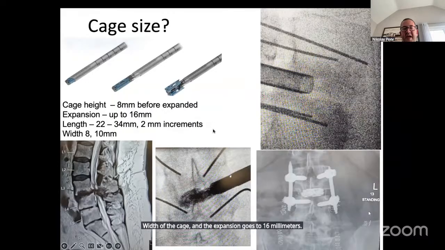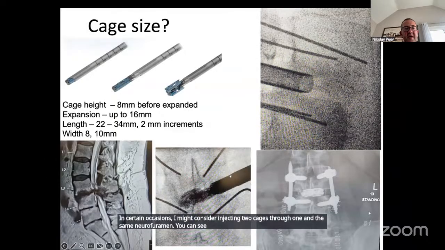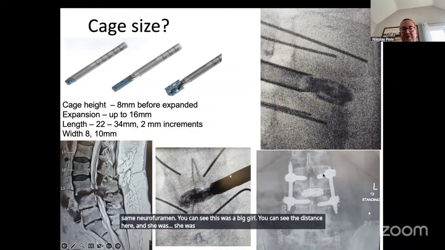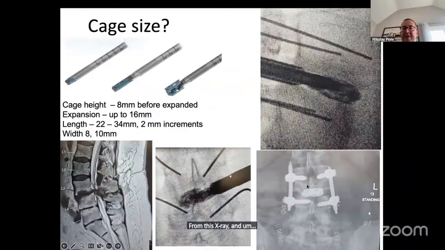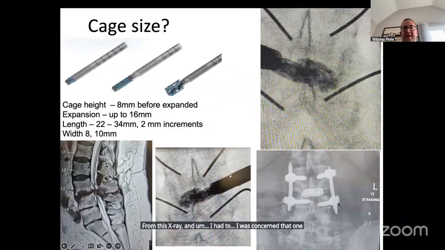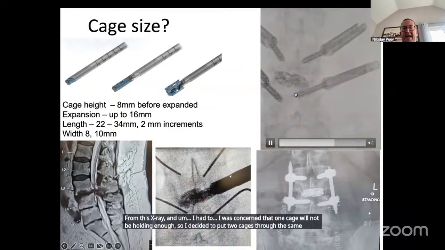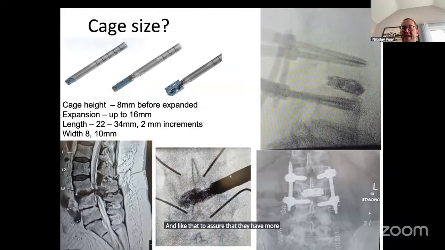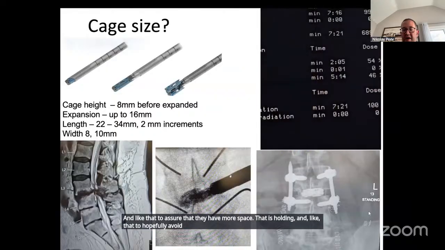In certain occasions, I might consider injecting 2 cages through one and the same neuroforamen. You can see this was a big girl. You can see the distance here, and she was osteoporotic. You can appreciate that from this X-ray. And I was concerned that one cage would not be holding enough, so I decided to put 2 cages through the same neuroforamen, to assure that I have more space that is holding, and hopefully avoid subsidence. So far, this is the case.